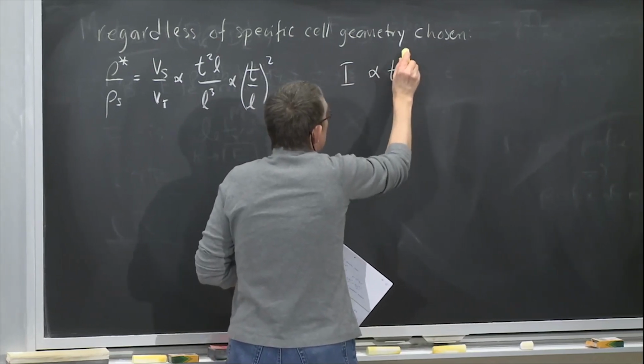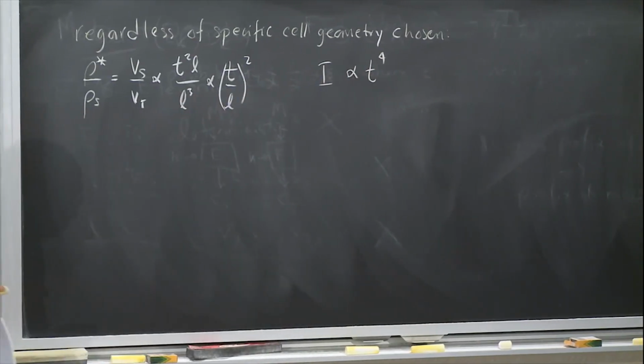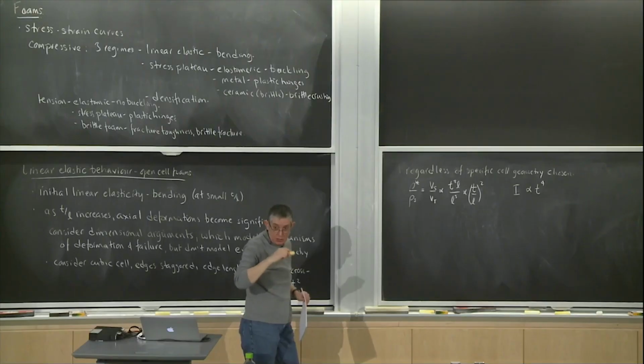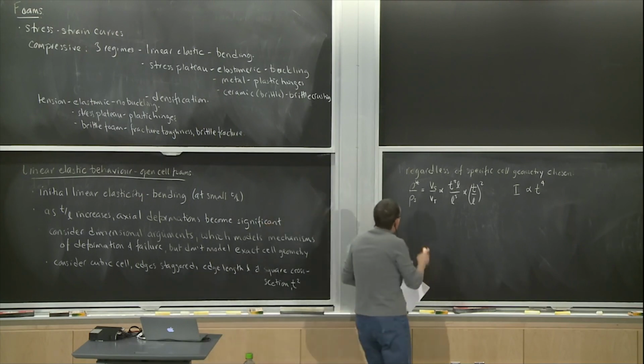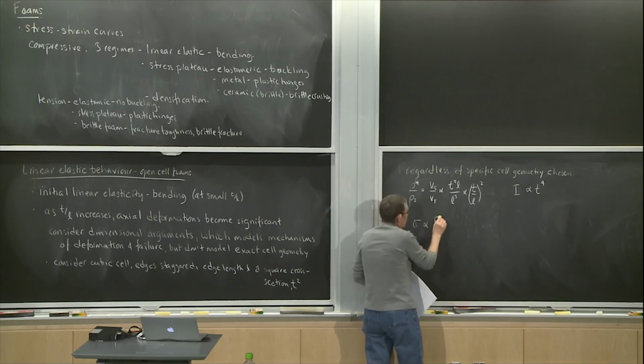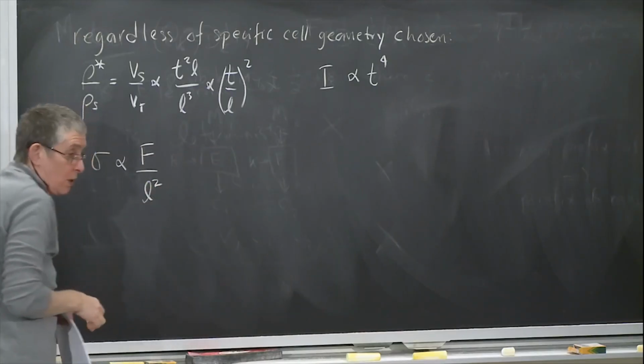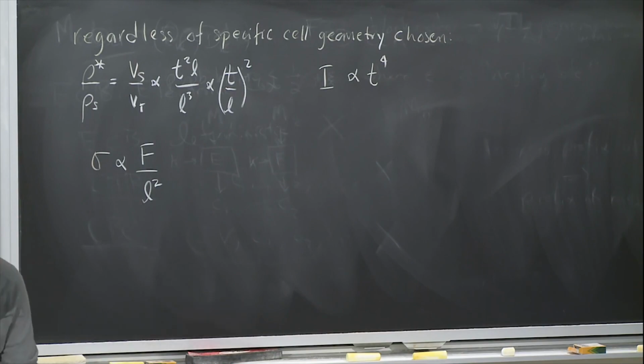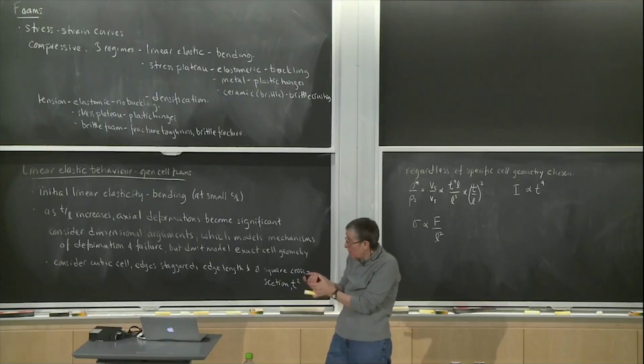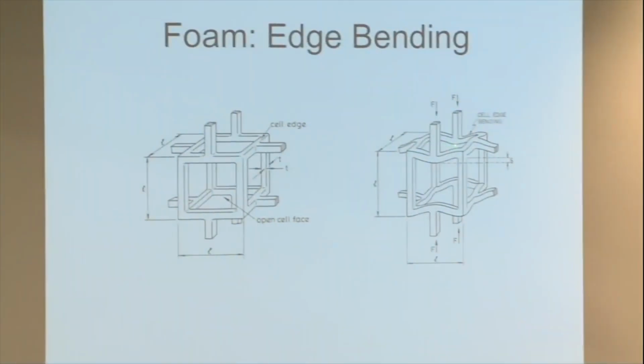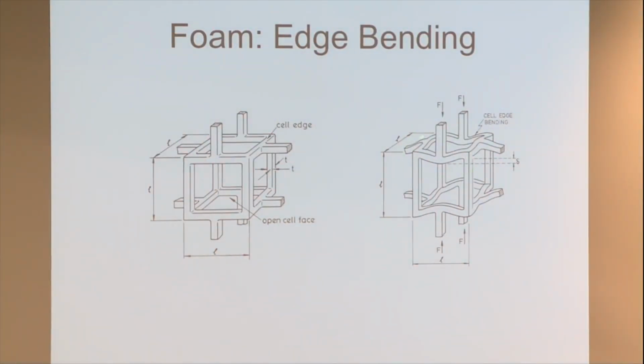The moment of inertia in this case is going to go as T to the fourth. So remember, we have a square section, T squared. So if it's BH cubed over 12, B is T, H is T, it's going as T to the fourth. And then I'm going to say the stress is going to go as F over an area, L squared. Here we have a force F, and it's acting over an area that's somehow related to L squared. I don't know exactly what that constant is, and I'm not going to try to calculate it, but it goes as F over L squared.